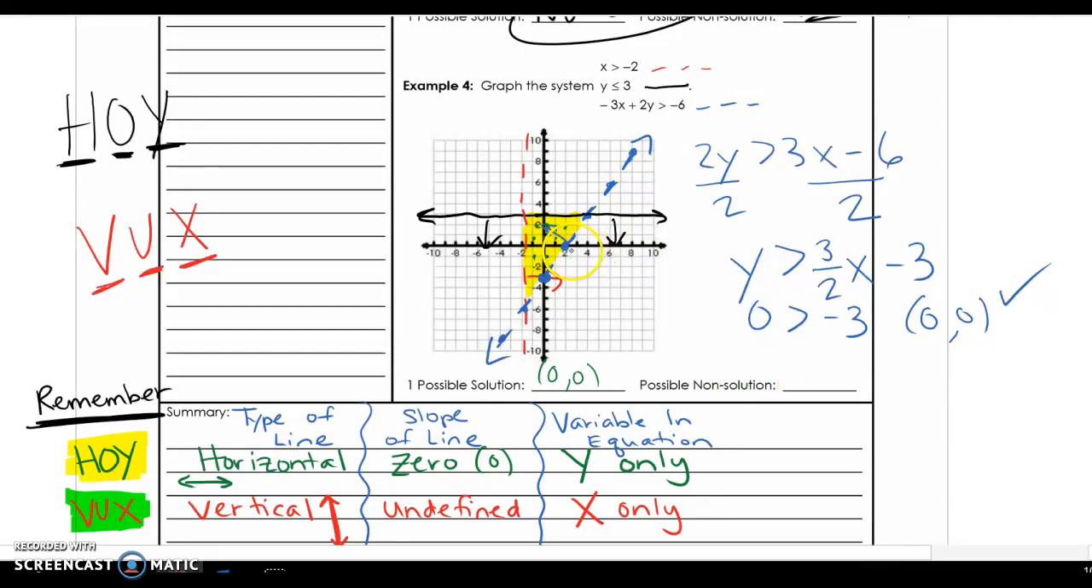Non-solutions would be a point on the dashed line, like 2, 0. That is not a solution because it falls on a dashed line. -2, 0, -2 anything. -2 anything would not be a solution because you wouldn't have an x value greater than -2.